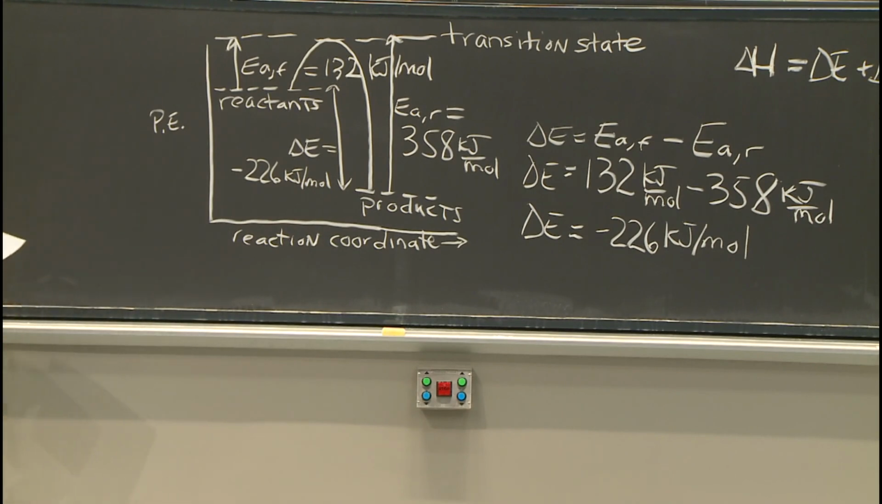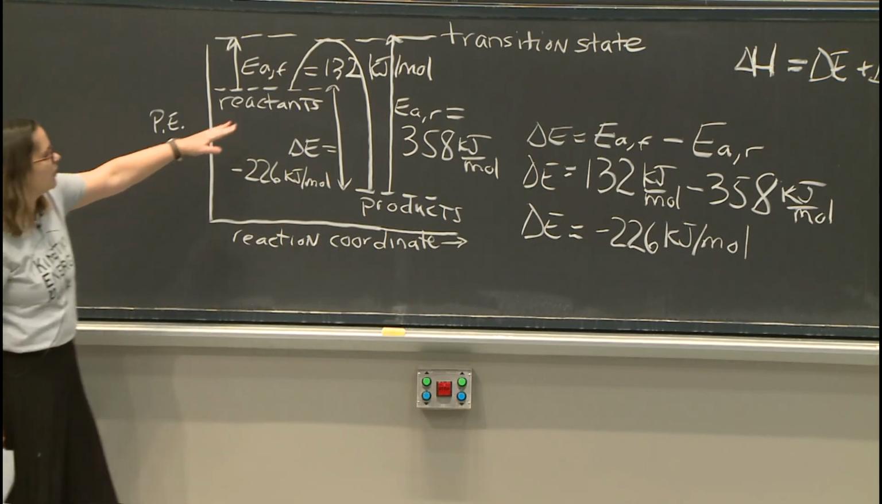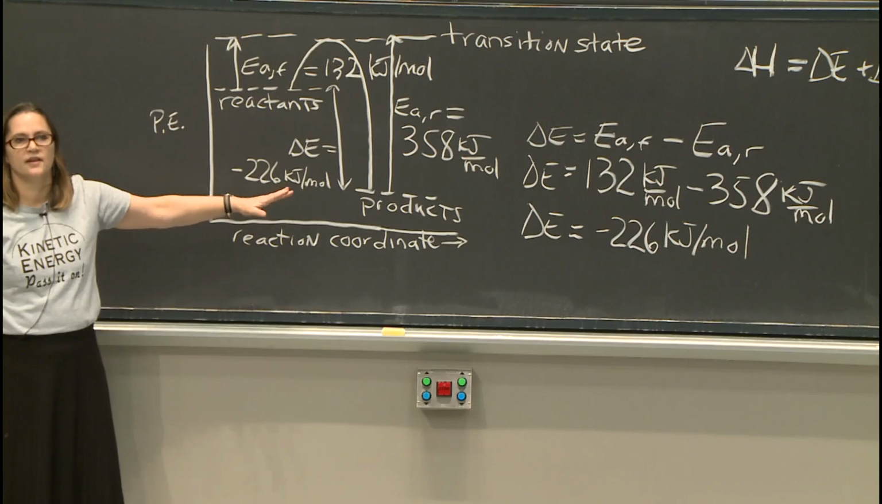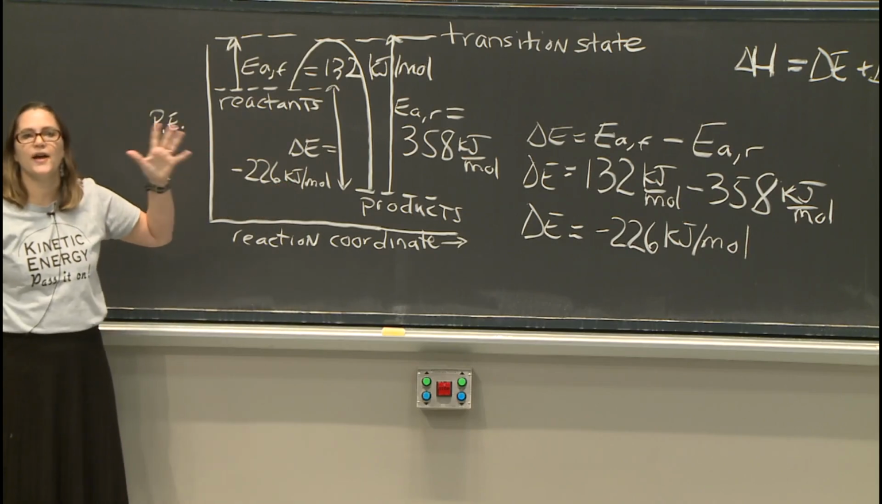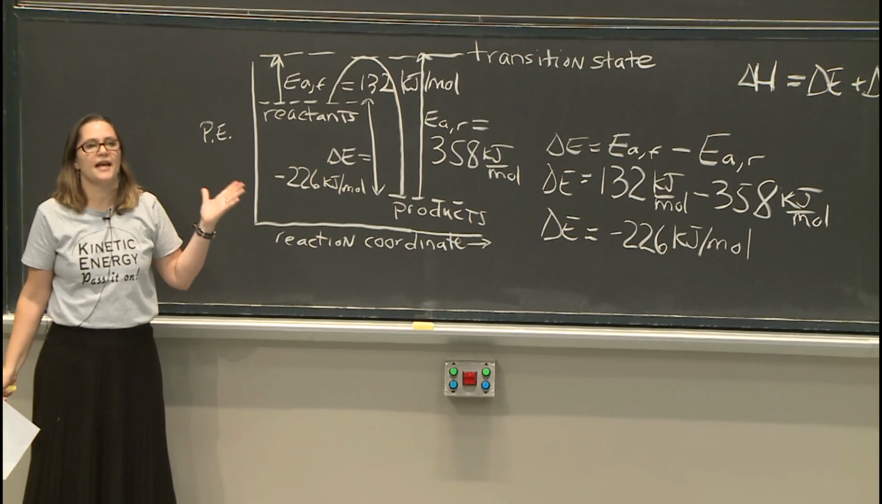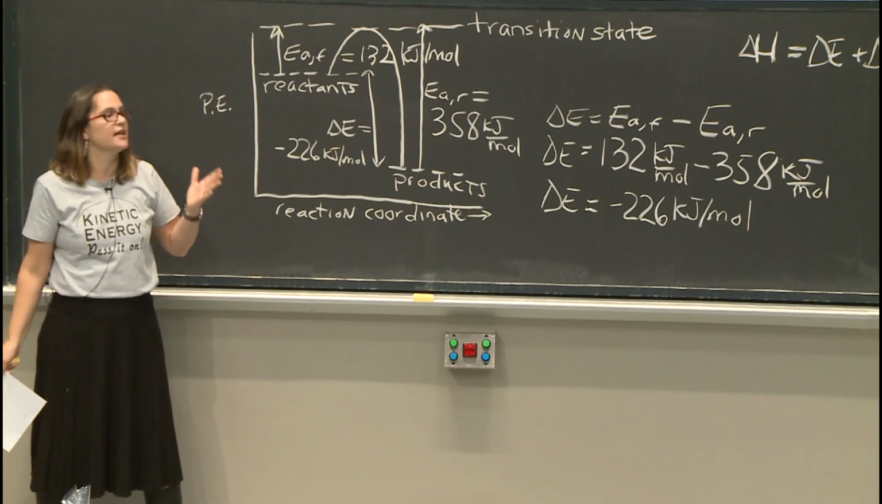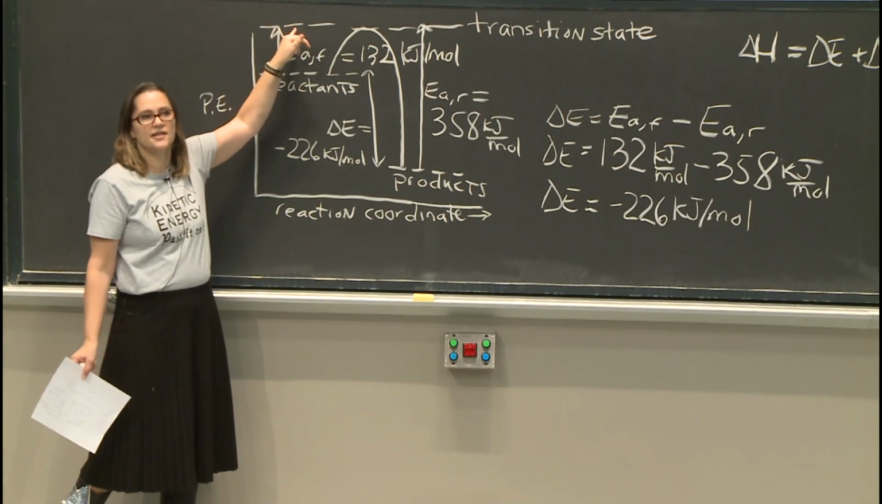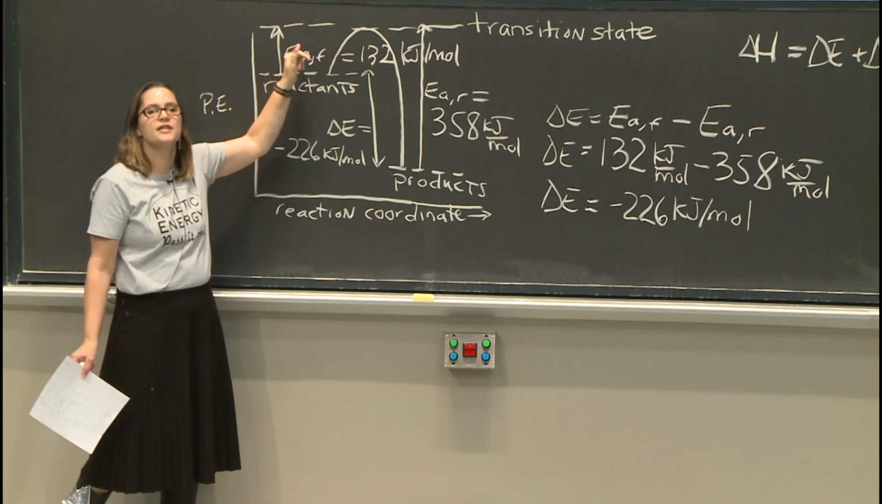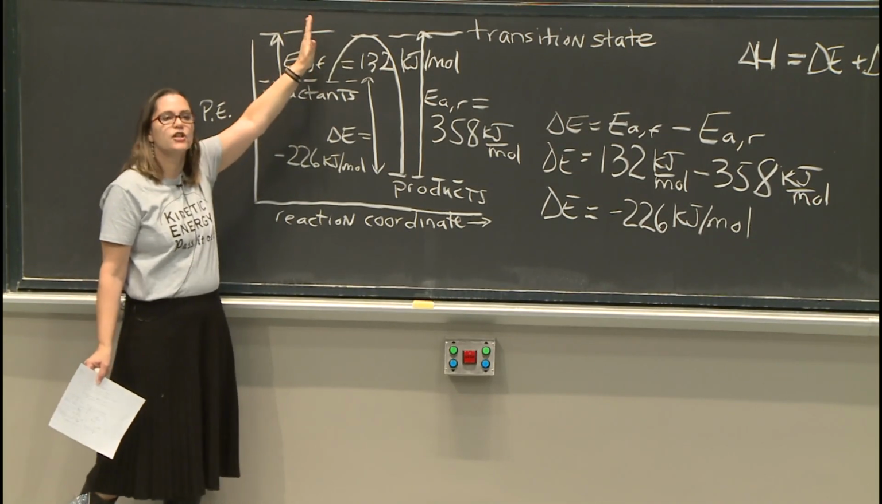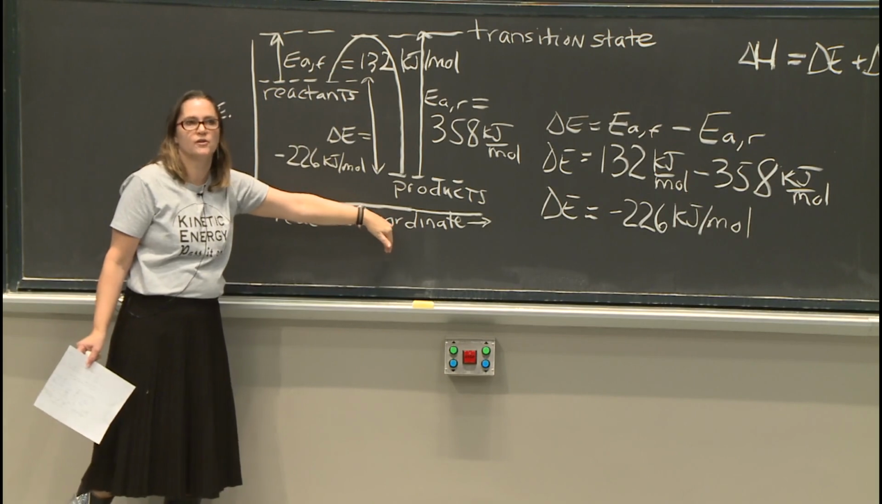What's really important here is that even though it's an exothermic reaction, it's not going to just go without those molecules having some critical energy necessary to overcome this activation energy barrier. You still need energy. You need to go up here before you can go down there.